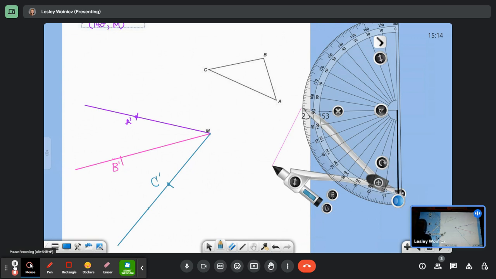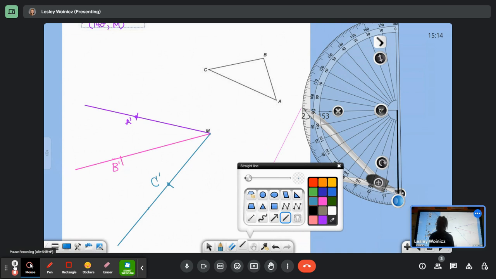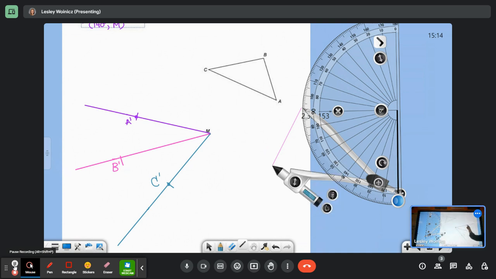So, we've got the points. What do we still need to draw in? Yeah, the connectors, the sides. So use the straight side of your protractor as a straight edge and draw in your sides, because you've got to draw a triangle.